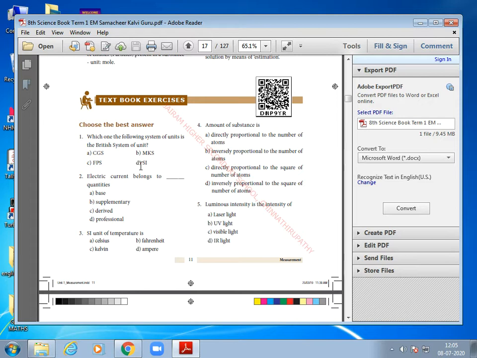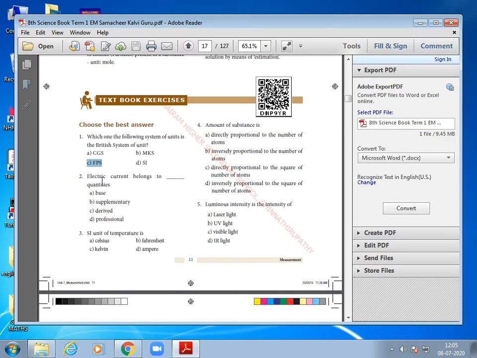Okay, first question. Which one of the following system of units is the British system of units? The first question's answer is A, FPS, that means the foot-pound-second system. This is the answer.